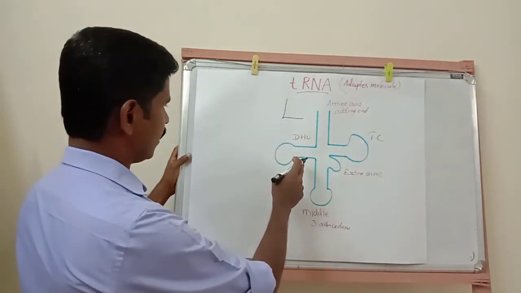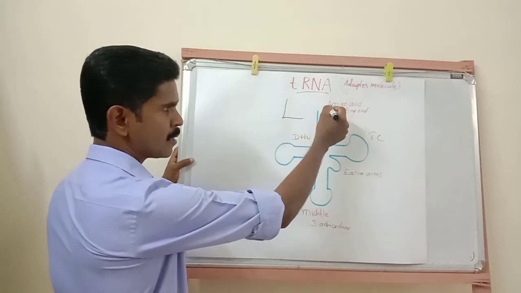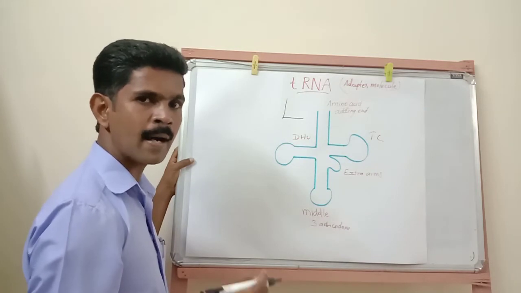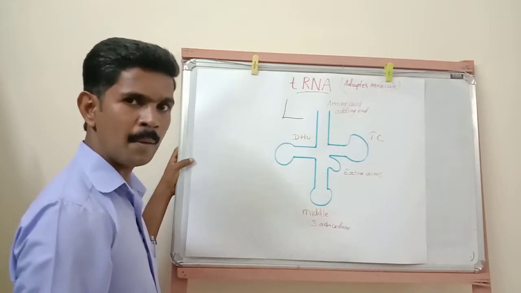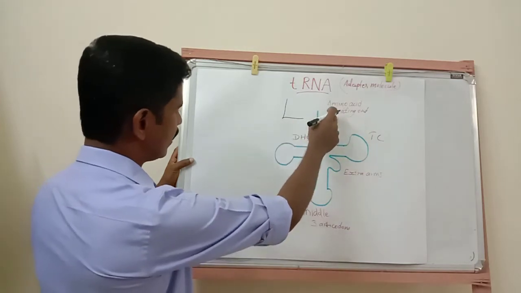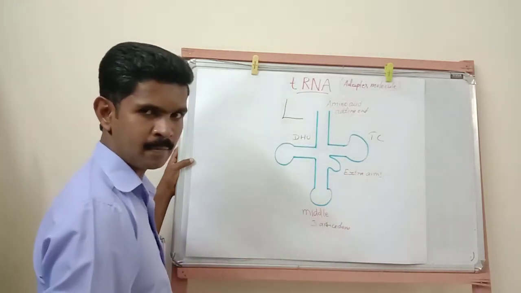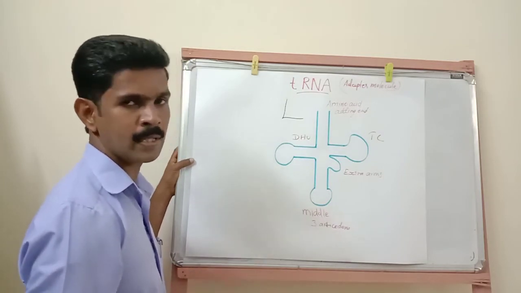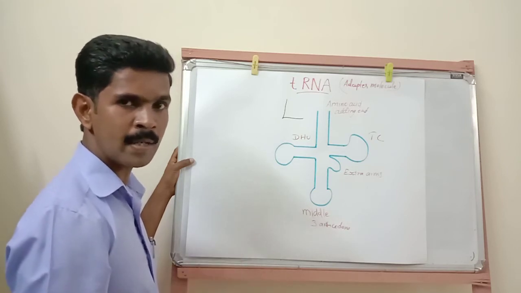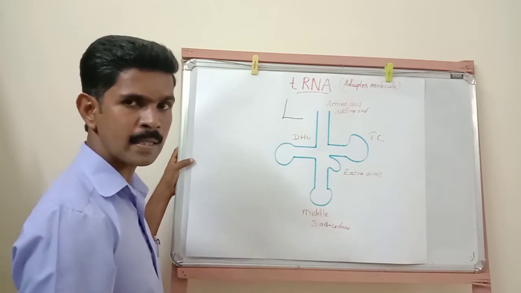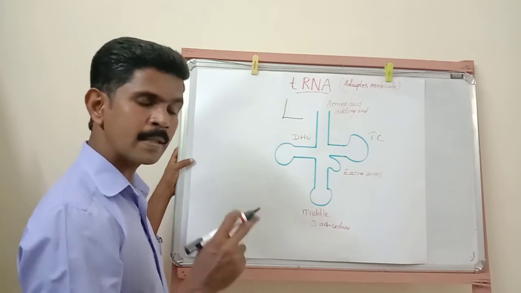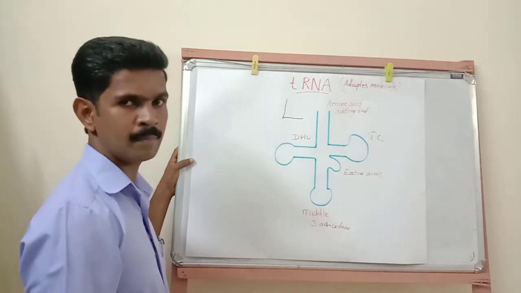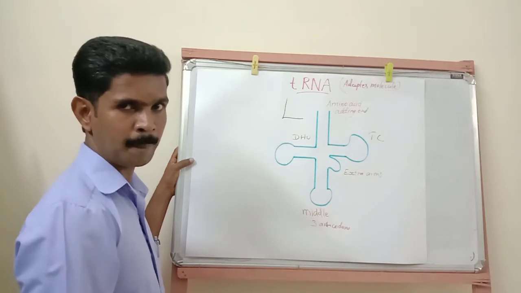Then next point. Here in this end, the amino acid molecules are added one by one. The amino acid molecules are added by a process called amino acylation. So the process of adding the amino acid in this region is called amino acylation. Now this tRNA is called amino acyl tRNA or charged tRNA after adding the amino acids. And the tRNA molecules without this amino acylation are called uncharged tRNA. Hope you understood?